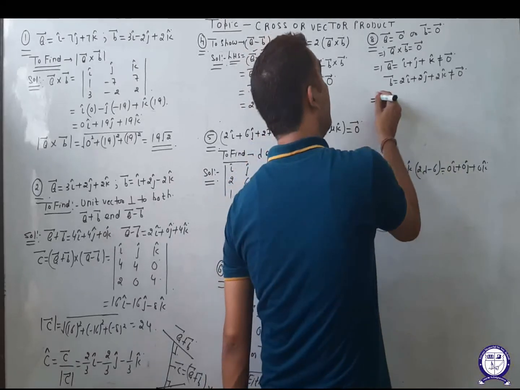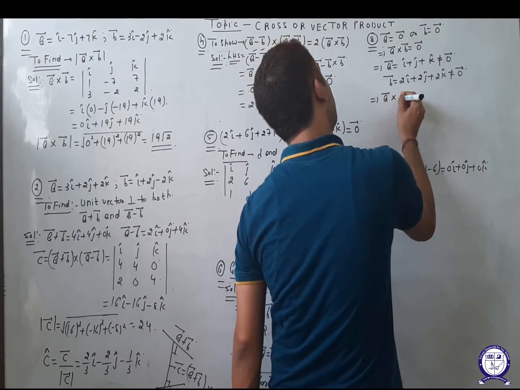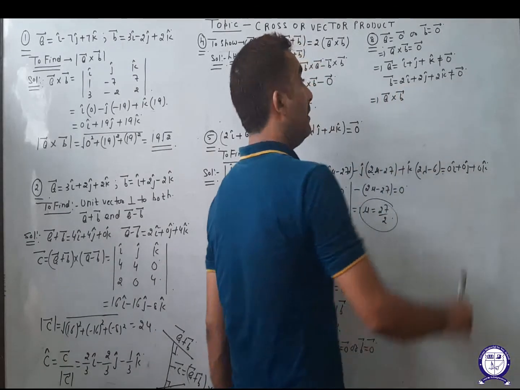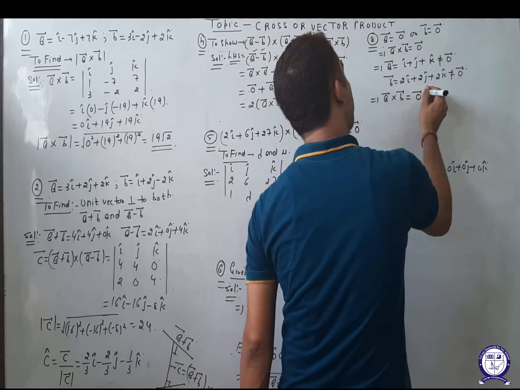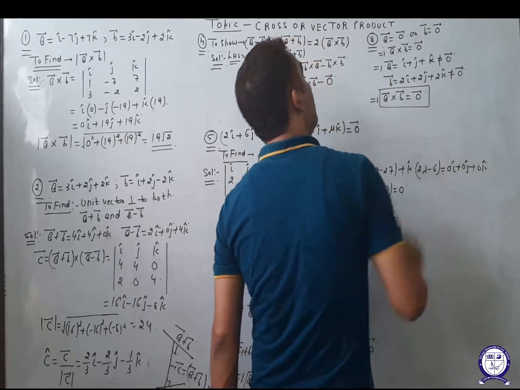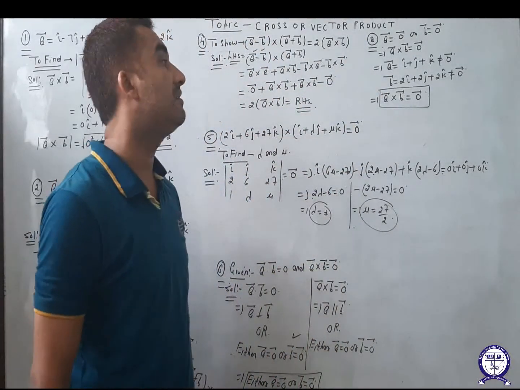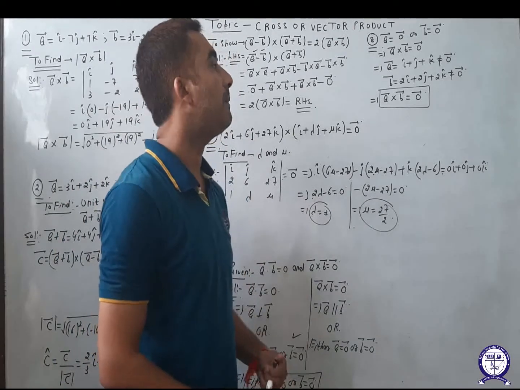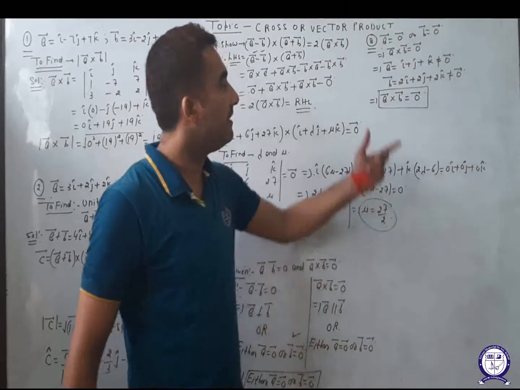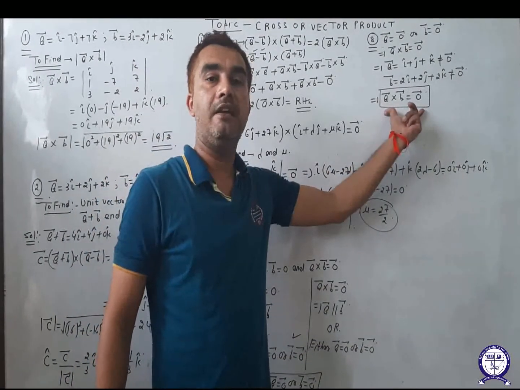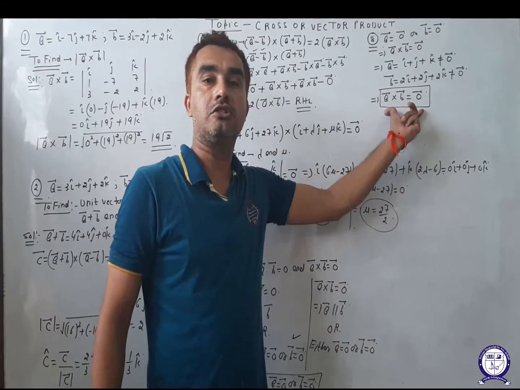But when you get its cross, it results in the 0 vector. The reason is that B vector is a multiple of A vector. That means they are parallel to each other. If they are parallel to each other, then its cross will be 0 by the application of cross product.